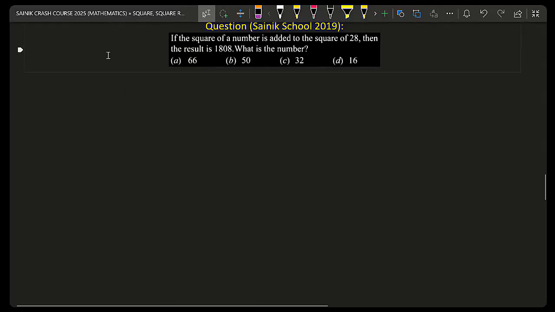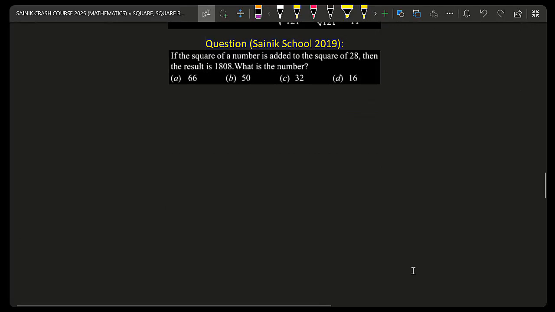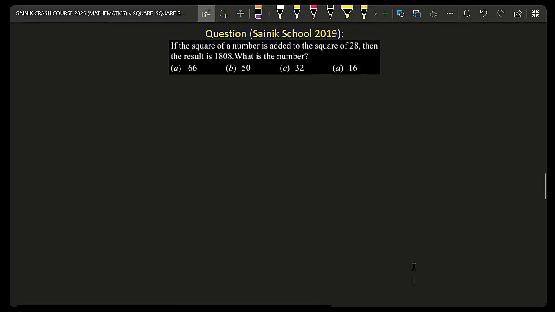Okay, this question came in the 2019 exam. If the square of a number is added to the square of 28, then the result is 1808. What is the number we should find? This is the last question in maths. After that, we are going to start English. Pranay, can you explain this question?